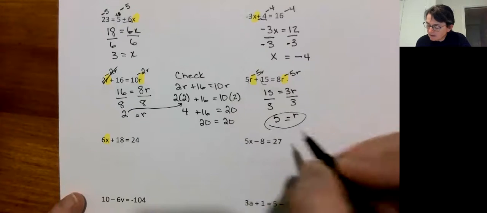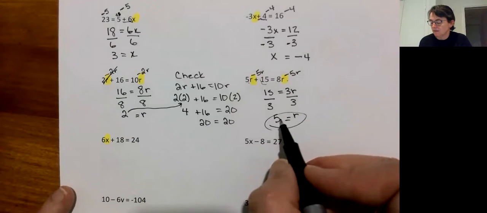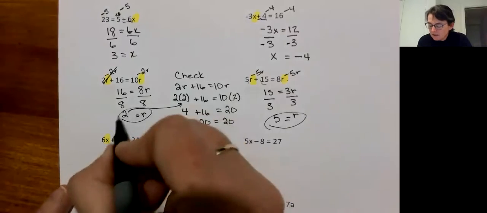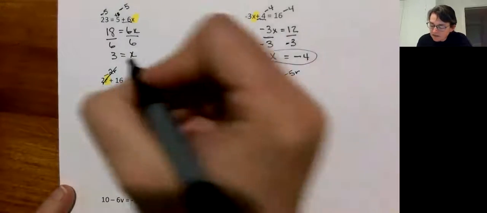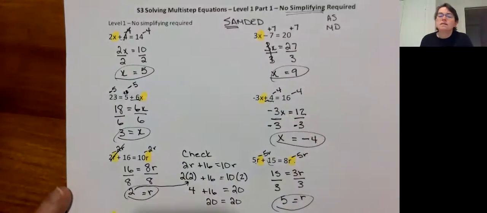So remember that it's completely okay to have the variable on the right and the answer, the number, on the left. And if you want to make your teacher happy, go back and circle all your answers. It makes life a little bit easier.